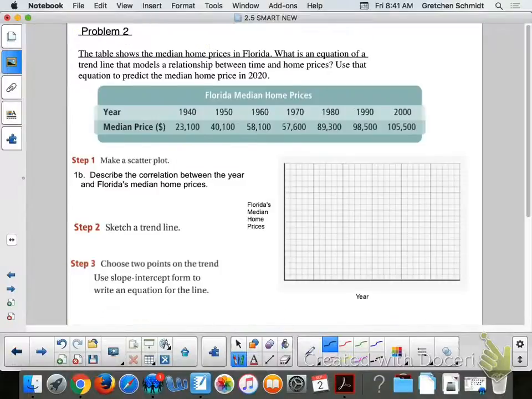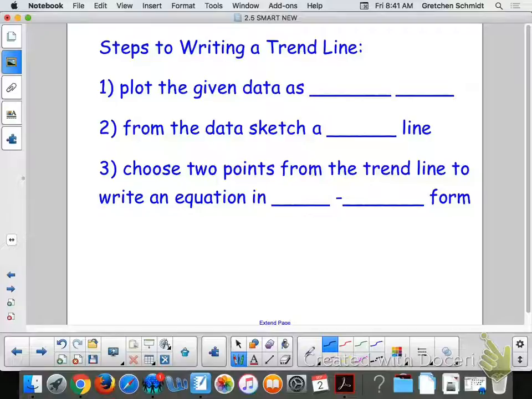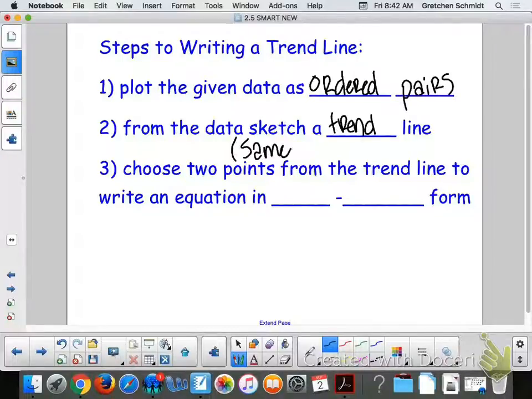So when you actually go through and write a trend line, first, plot the data as ordered pairs. Once you have your ordered pairs, and in reality, step 1 is going to take the most amount of time because you're going to have to sit there and plot all the points. Sketch your trend line. And when you do that, you want the same amount above as below. And then the whole purpose of writing a trend line is that you can actually write an equation. So once you have your trend line, you pick 2 points from it and you write the equation in slope-intercept form.